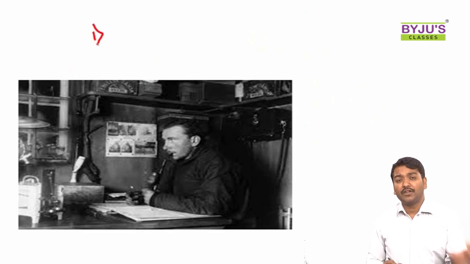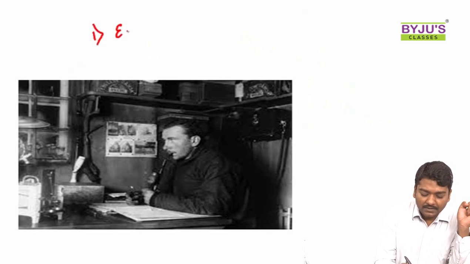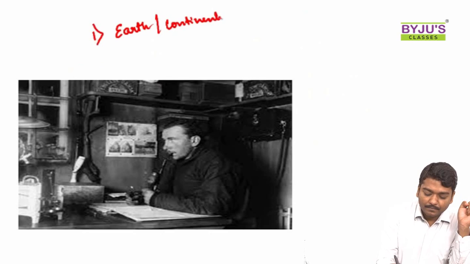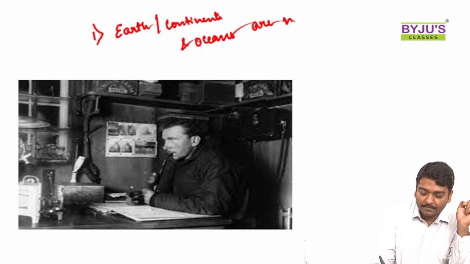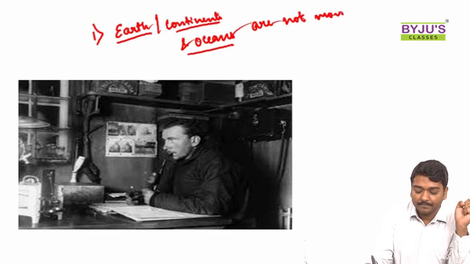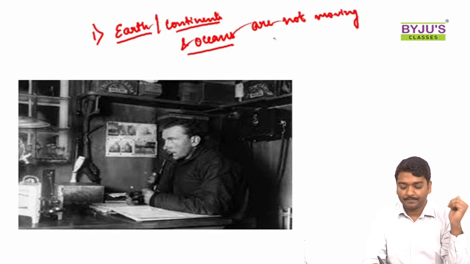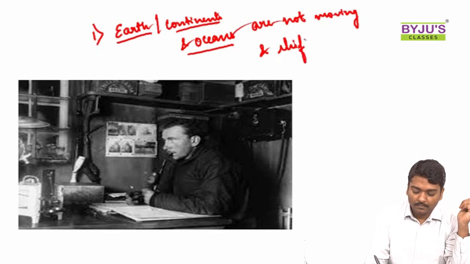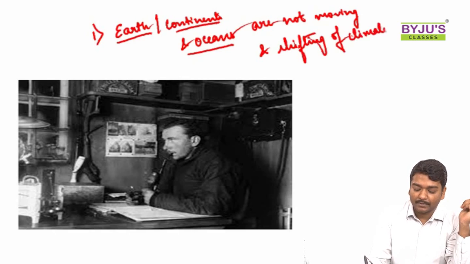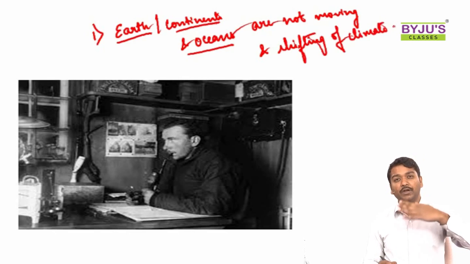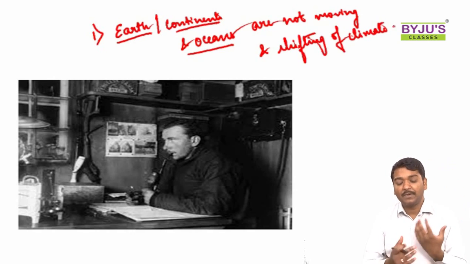One, if you see, Earth, continents and oceans are not moving, and there is a shifting of climate. Shifting of climate has happened. The Sun's rays have moved, the equator has changed. This may be one condition.